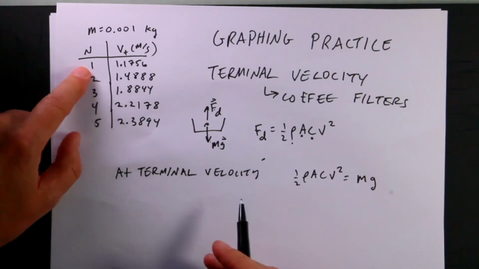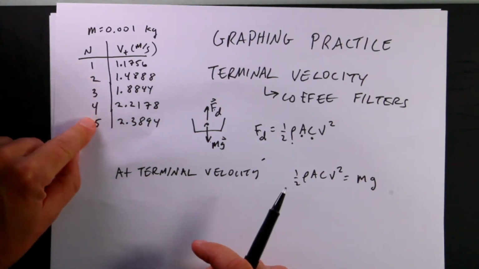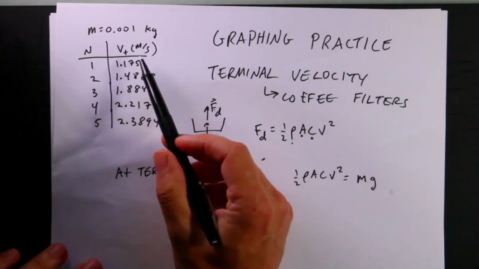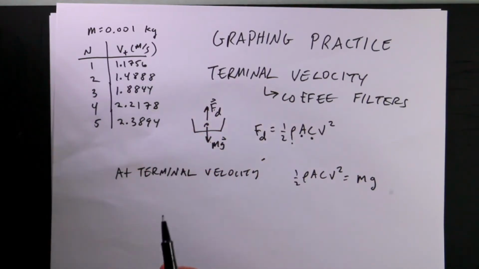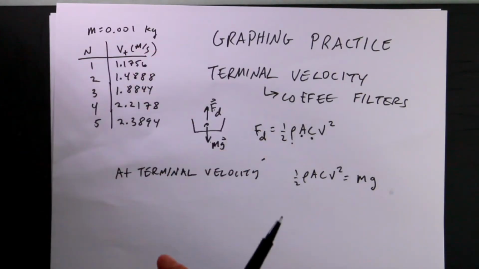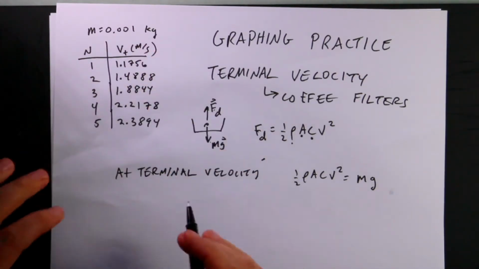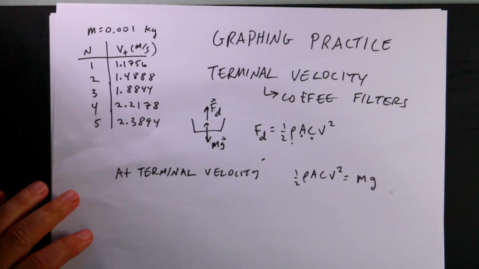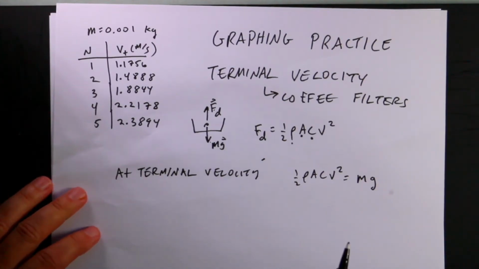So I can do that, and that's what I did. I dropped one coffee filter, 2, 3, 4, and 5. And I collected, these are actually average terminal velocities. I did it 5 times. Real data. And the mass of each coffee filter is a gram. I picked. It's fine.